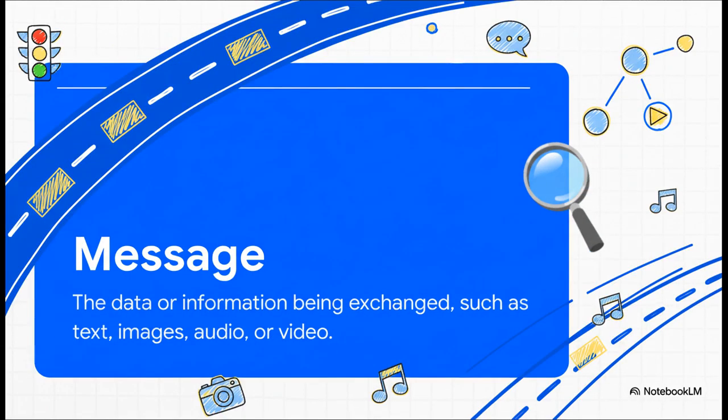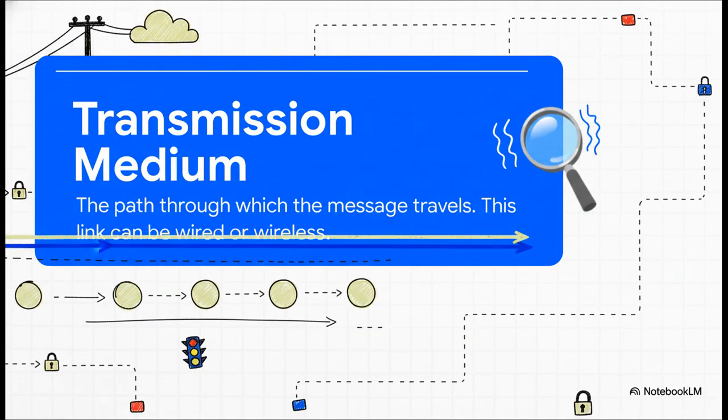Our third hero is the message itself. This is the actual what you're sending. It could be a good morning text, a funny sticker, a photo of your notes, or even a video. All of this is data. Now, how does the message get from the sender to the receiver? It needs a path, a road to travel on. This road is our fourth hero, the transmission medium. This can be a physical wire, or it can be invisible waves in the air, like your Wi-Fi.